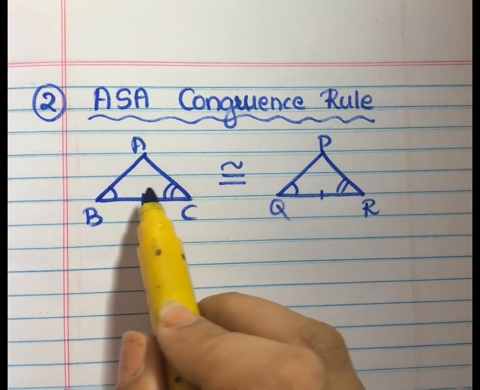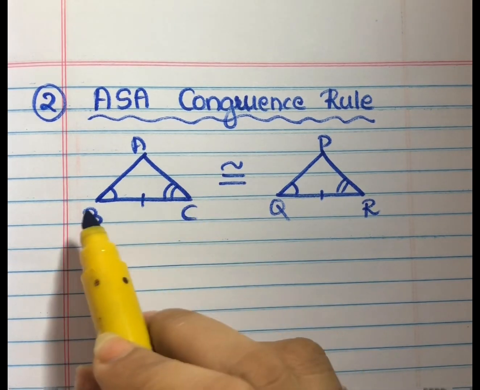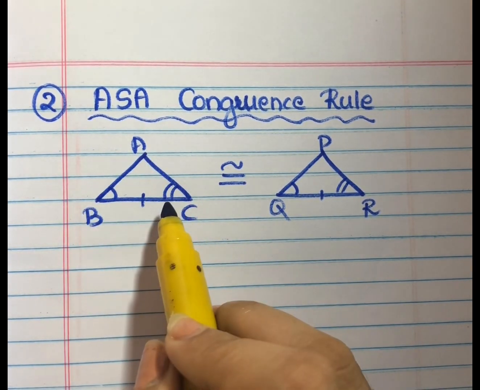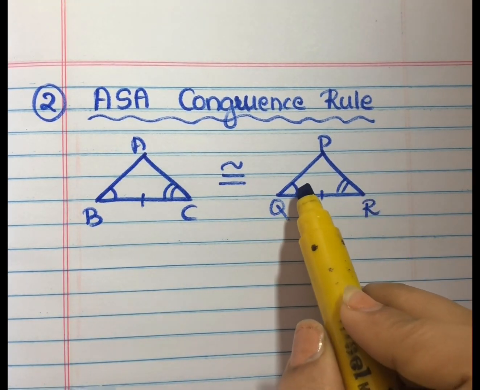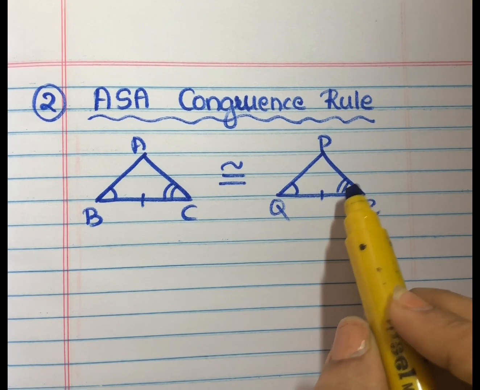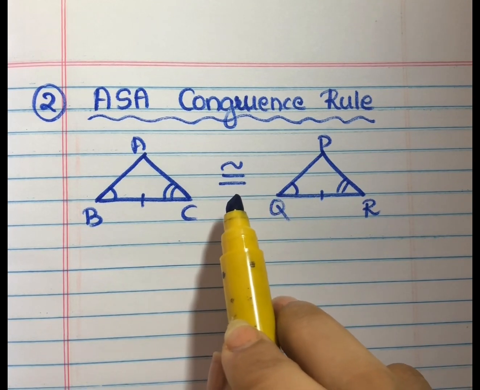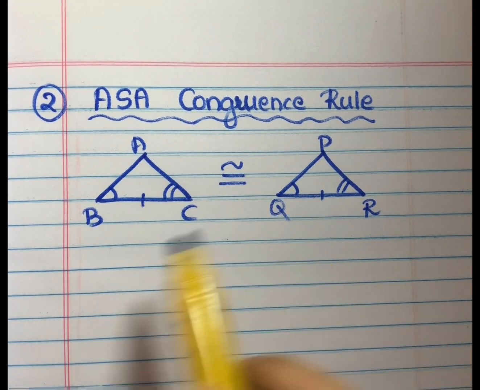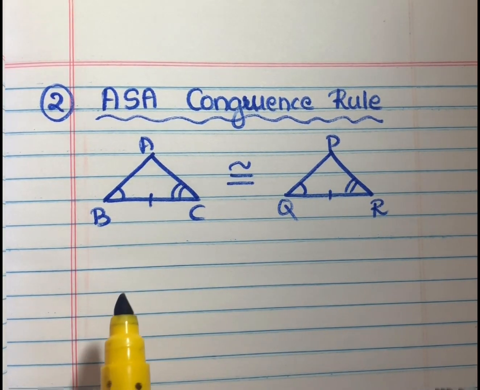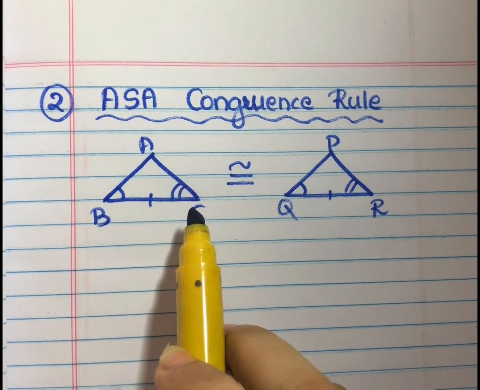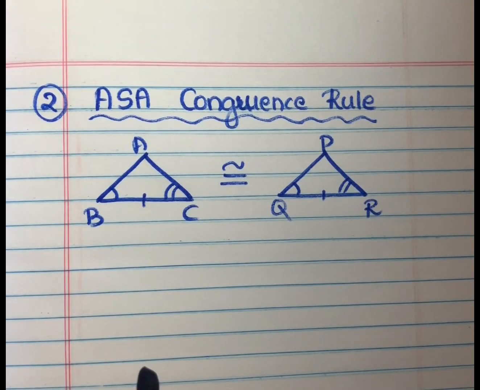That is, if two angles and the included side of one triangle are correspondingly equal to the two angles and the included side of the other triangle, then the two triangles are congruent. Here the side is included. In the SAS congruence rule, the angle was included. So here the side was included.